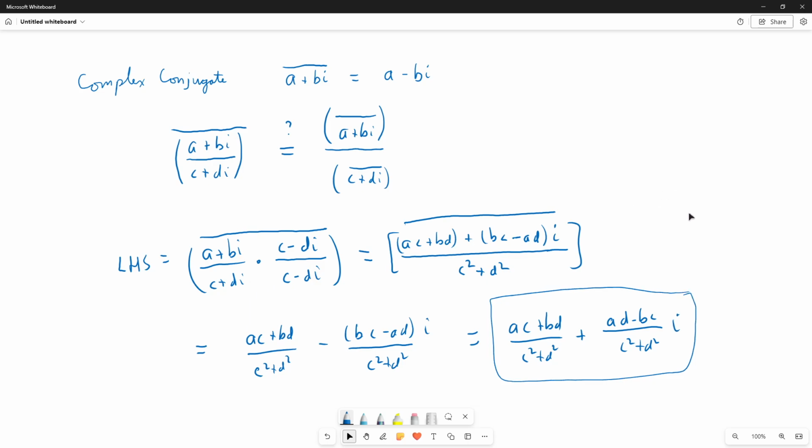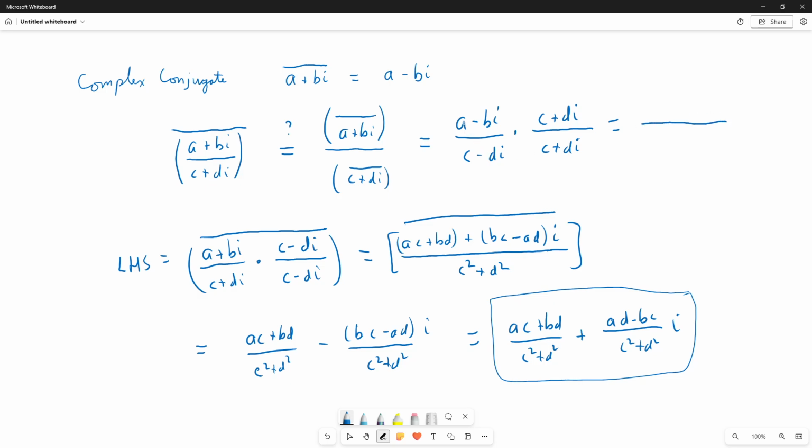And now we will compute the right-hand side. That's the conjugate, and we'll just do it right here. Continue this. The conjugate of the numerator is a minus bi, and the conjugate of the denominator is c minus di. And then to divide those, we have to multiply by the conjugate of the denominator, which is c plus di. So c plus di over itself.